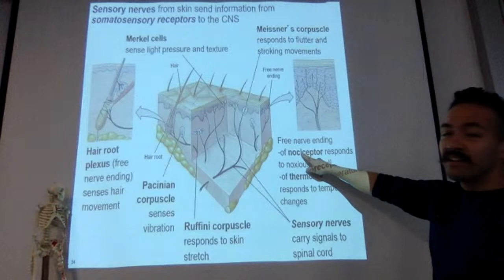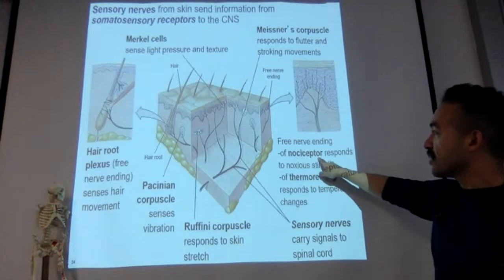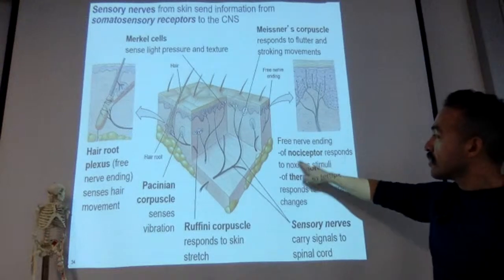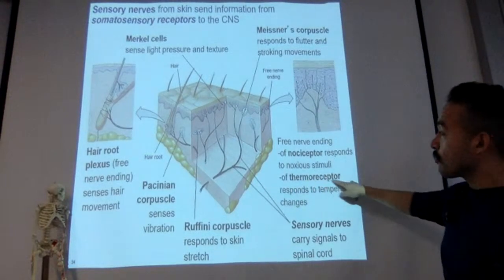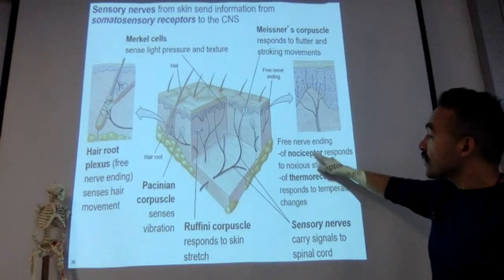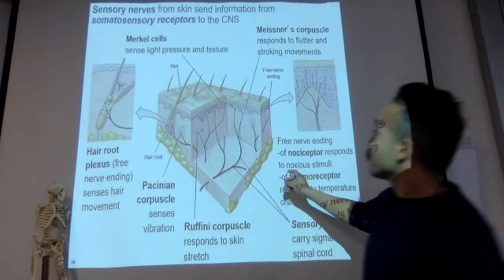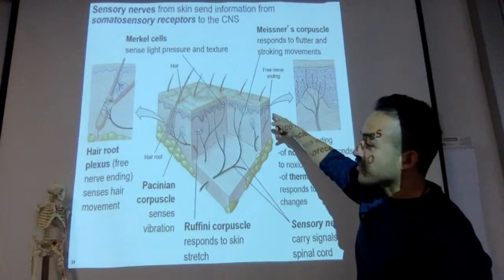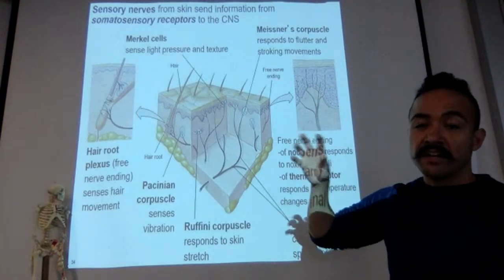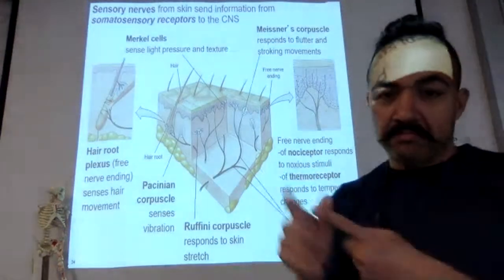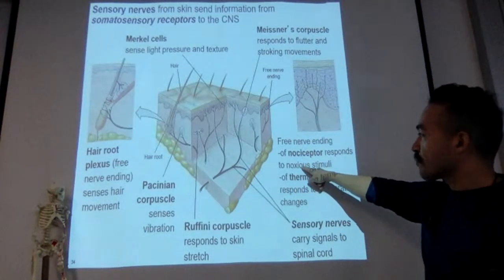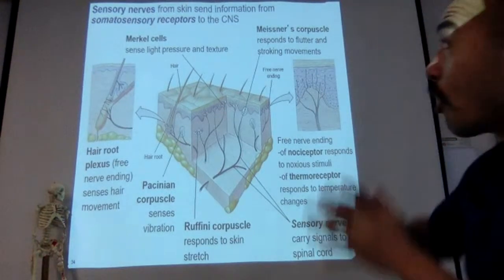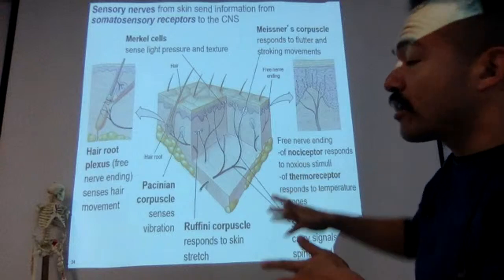And then to detect pain, the word for pain is nociception, the reception of pain. And temperature, thermoreception. Both of these are free nerve endings, meaning, where are we? Like this one here. It's a free nerve ending. It's bare dendrites to detect some kind of noxious stimuli that causes pain or temperature changes, like how fast molecules move. Those are all examples of somatosensory receptors.